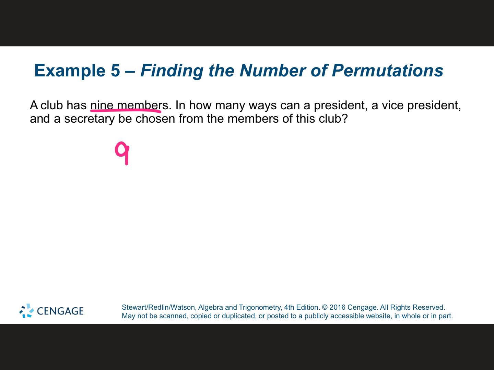However, if one person was chosen to be president, how many do you have left to be vice president? That would be 8. If now 2 people are president and vice president, you will now have how many people to choose from to be secretary? 7. So we're going to multiply the 9 times the 8 times the 7. Nine times 8 times 7 gives us 504.